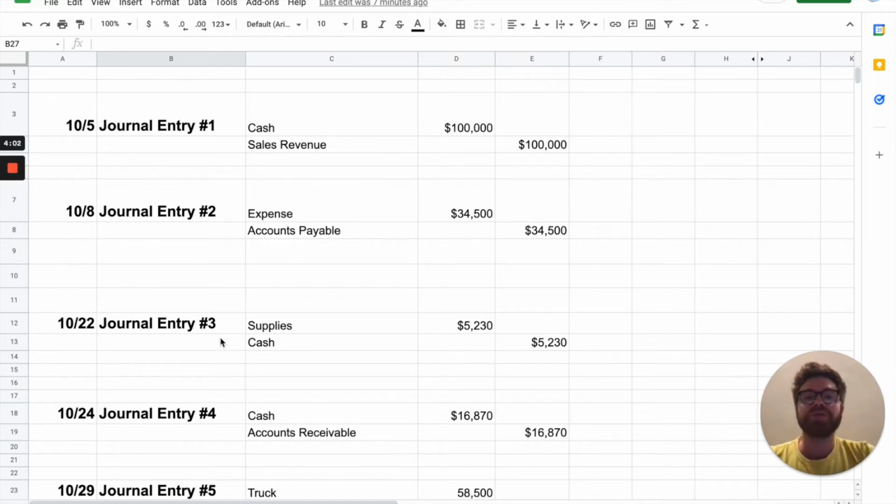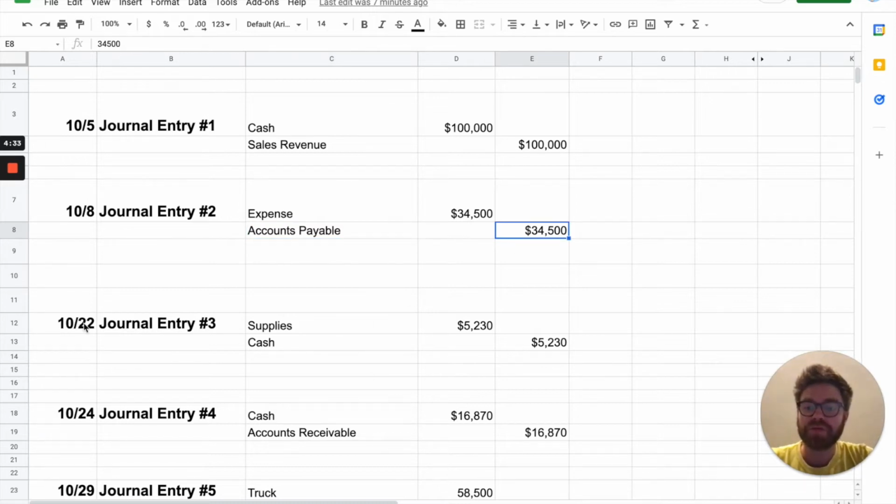And I'm just going to go through and tell you what happened in this business so you can get a quick summary, and that way we can move forward into posting into the general ledger and then creating the trial balance. So the first journal entry, we went ahead and made a sale. As you can see, cash was debited here and sales revenue was credited for $100,000. On the 8th of October, we had an expense, just a general expense. We had to go ahead and record it for $34,500, and then we're going to pay it later. As you can see, we credited accounts payable for $34,500.